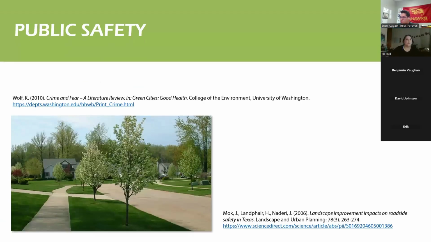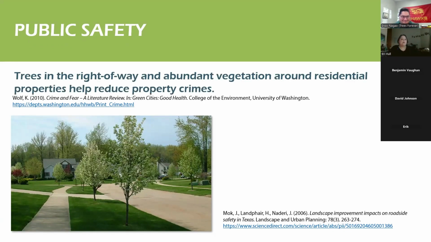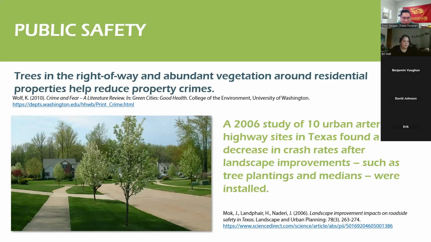So hopping into public safety here, I think those are Bartlett pears. So yeah, not a huge fan of that, but it's okay. Trees in the right-of-way and abundant vegetation around residential properties can actually help reduce property crimes. And a 2006 study of 10 urban arterial and highway sites in Texas found a 46% decrease in crash rates after landscape improvements, such as tree plantings and medians, were installed.